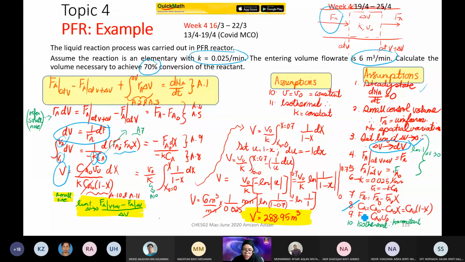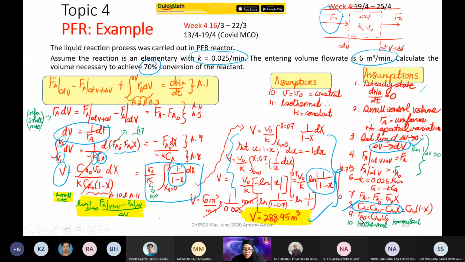All right. Here we are replacing the CA by this equation, assumption number 8. Then you simplify the CA naught, and the final equation would be that equation. I've shown that last week, but on this slide I showed to you how do I solve my calculus, yeah, the integration of 1 over 1 minus X, yeah. So those are the mathematical steps, finally giving me the ln of 1 over 1 minus X. And finally, you got your V. Okay.